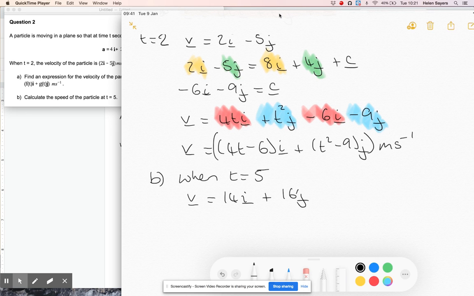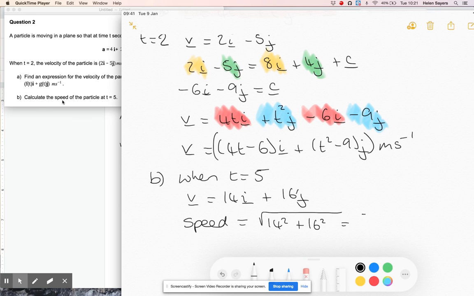Okay, so the only thing to be careful of is I need to find the velocity to answer this question, but that's not the final answer. And this comes up a lot where they basically ask the magnitude. So the speed is the magnitude of the velocity. So 14 squared plus 16 squared, all square rooted. It's just using Pythagoras.